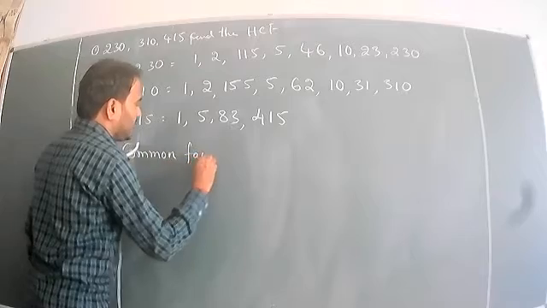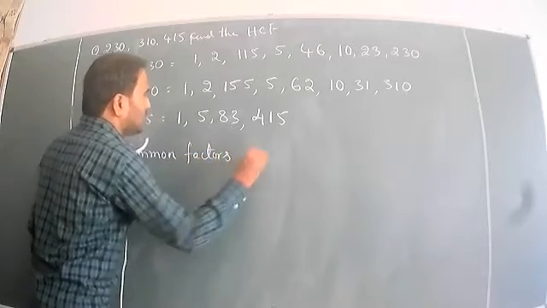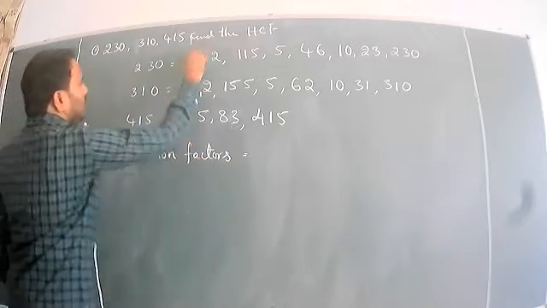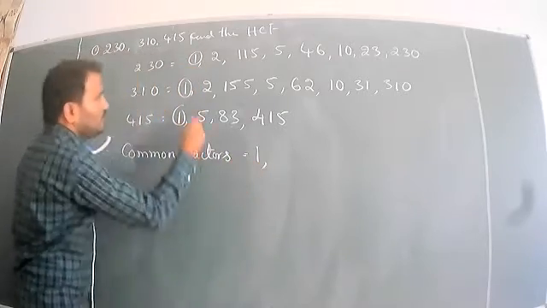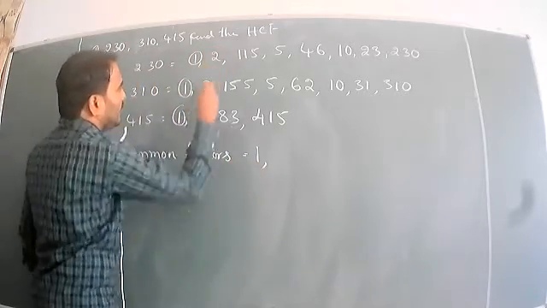Common factors of these numbers. Okay, here one is common, here one, here one. So the three numbers have 1 in common. Next, do both the numbers have 2? No, it is not there.